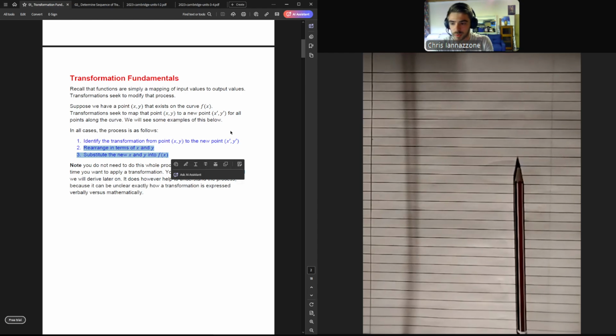The next two is pure algebra. Once you have your equation that converts from x to x prime and y to y prime, you're going to rearrange to get that back in terms of just x and y, and then we're going to sub that new x and y into whatever function we started with.